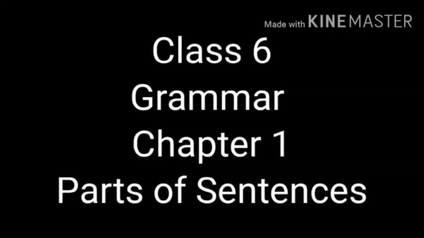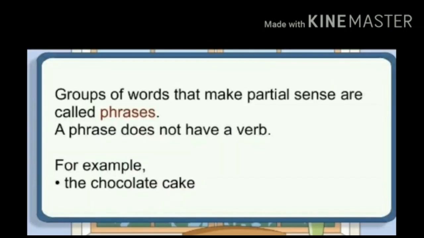Class 6 Grammar, Chapter 1: Parts of Sentences. Firstly, let us understand what phrases are. Groups of words that make partial sense, meaning incomplete sense, are called phrases. A phrase does not have a verb.